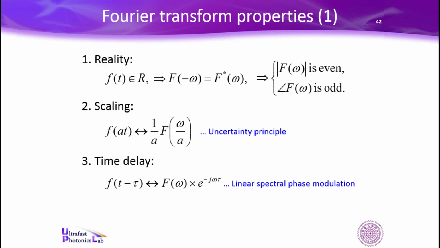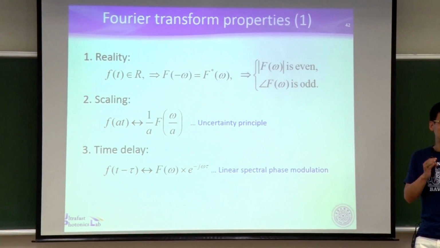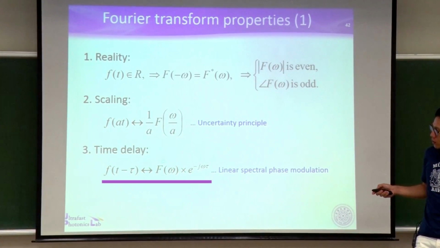Third, the time delay. Let's try to calculate the Fourier transform of f of t minus tau. What is f of t minus tau? The original function shifted by tau along the time axis. Everything is the same, but shifted by tau. And the corresponding spectral function is the original one, big F, multiplied with e to the minus j omega tau. But remember, the variable is omega.